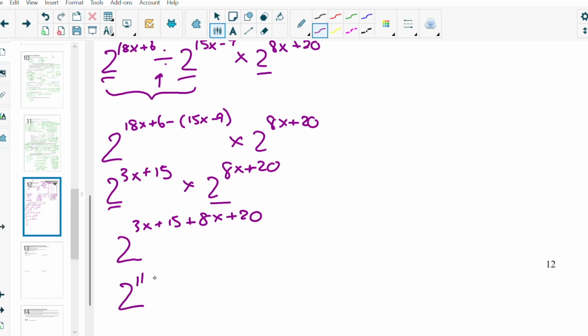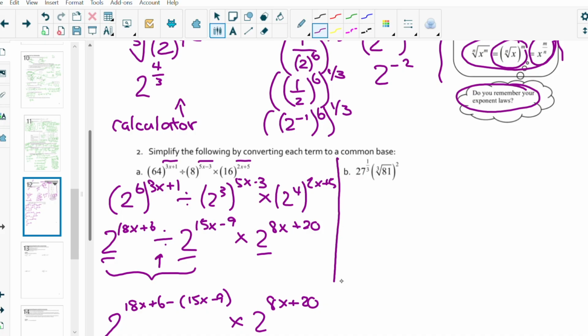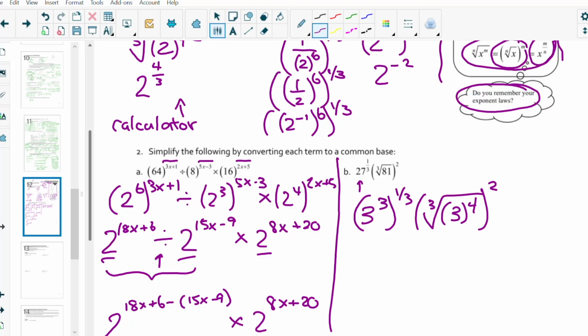So that's 2 to the 11x plus 35. Okay, next one. This first term I'm going to rewrite as 3 cubed to the 1/3. And then this radical, I'm going to keep it as a radical now, and I'm going to rewrite it as 3 to the 4th. And then the entire thing squared. Okay. Next one, let's evaluate these two exponents.